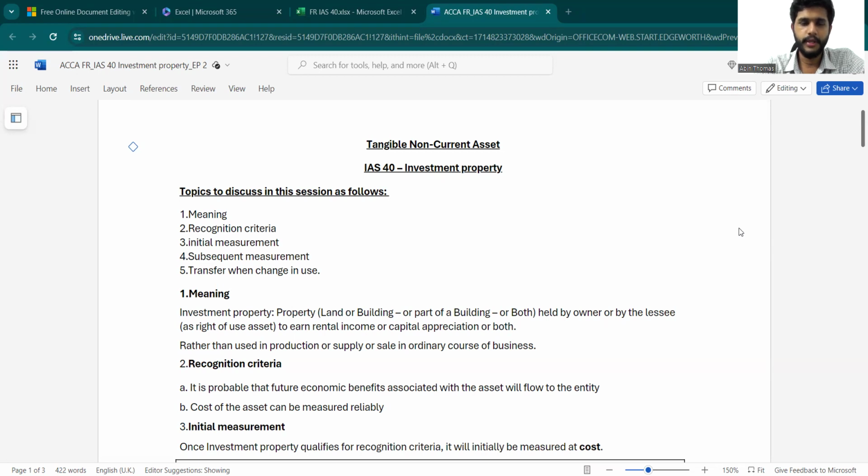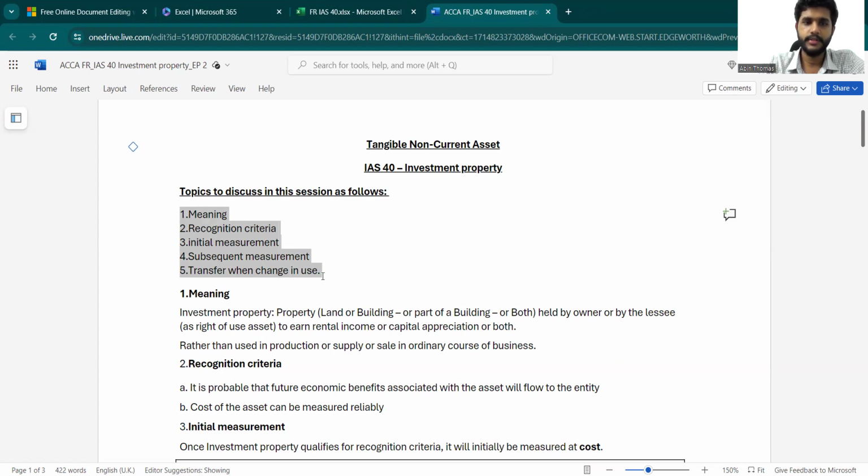So I'm going to divide our session into 5 different topics that we will be covering in this session. First one is the meaning. Second is the recognition criteria. Same as we discussed in IAS 16, the standard provides 2 recognition criteria that need to be met by the property in order to recognize it as an investment property. And the third one is initial measurement, how we can initially measure the asset into our books of account.